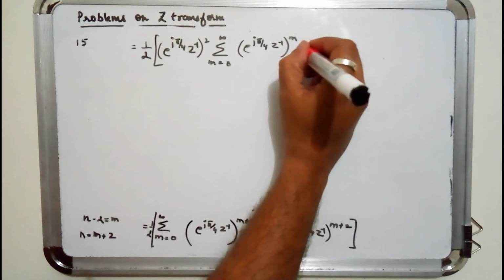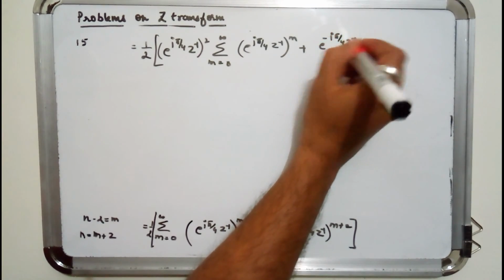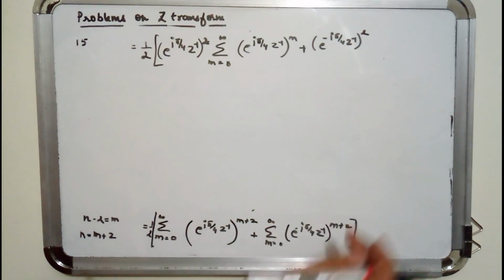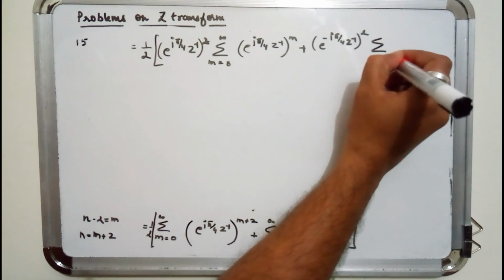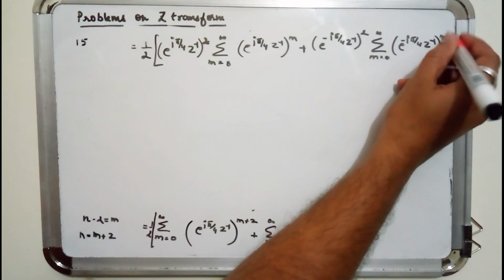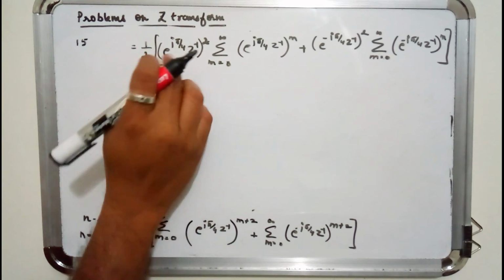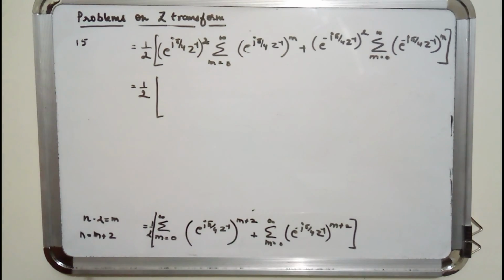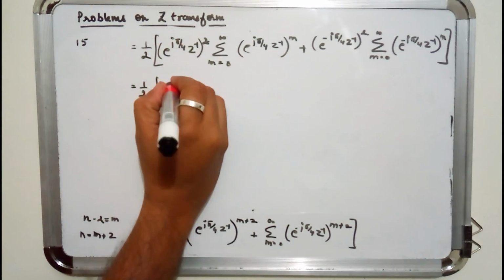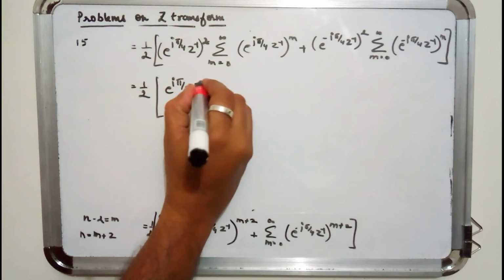And plus here e power minus j pi by 4 z inverse power 2 is again a constant, and I'll be getting m is equal to 0 to infinity e power minus j pi by 4 z inverse power m. So this will be half into e power j pi by 4 power 2, so it will be e power j pi by 2 because pi by 4 into 2, and I'll be getting z power minus 2.